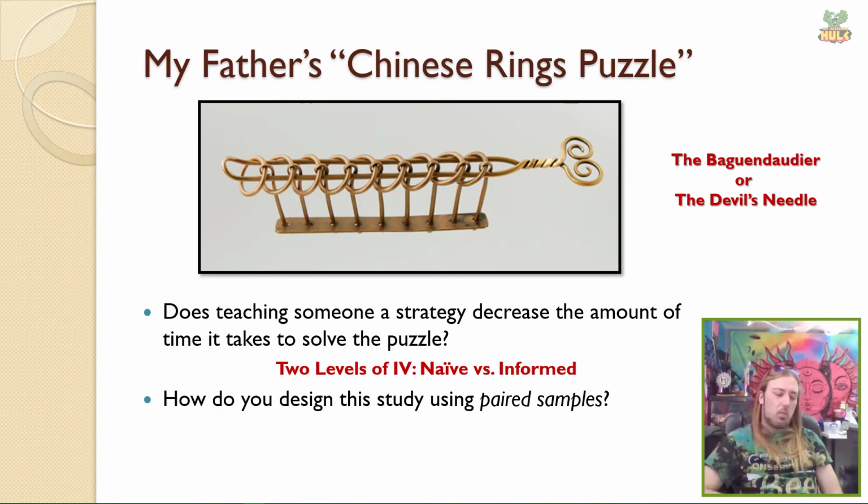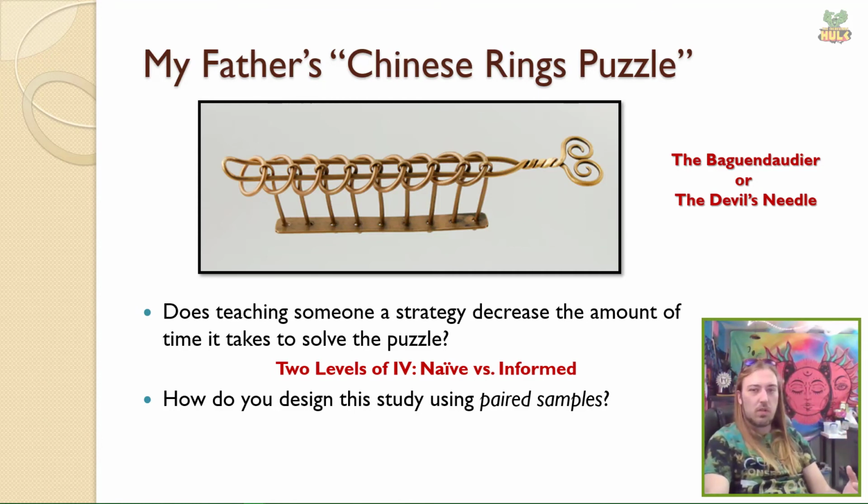So what if I had a research question that asked, does teaching someone a strategy decrease the amount of time it takes to solve the puzzle? So if I taught you how to do this, would you actually be faster at it after I taught you how to do it? Now, presumably you would, but we'd have to actually test that prediction. So we have two levels of our independent variable. We have one level where you're informed, you've been taught the strategy, and one level where you're naive. Can we do this as a dependent samples design? So let's talk about how you might do it.